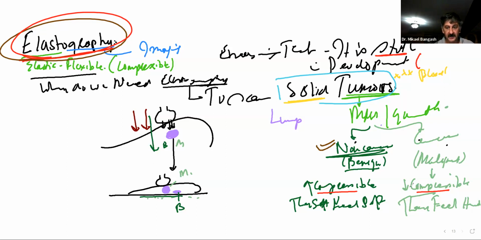If it doesn't squeeze, mainly because it is less compressible, it's most likely malignant.